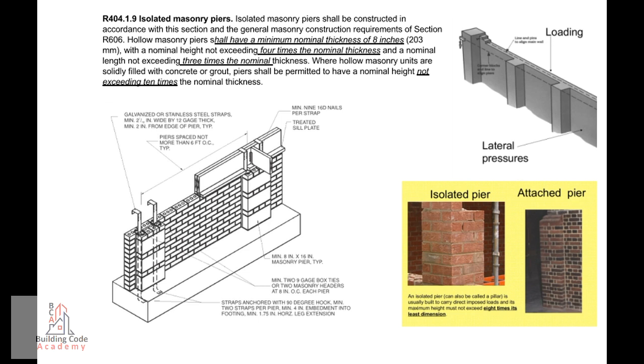R404.1.9 Isolated masonry piers. Isolated masonry piers shall be constructed in accordance with this section and the general masonry construction requirements of Section R606. Hollow masonry piers shall have a minimum nominal thickness of 8 inches, 203 millimeters, with a nominal height not exceeding 4 times the nominal thickness and a nominal length not exceeding 3 times the nominal thickness. Where hollow masonry units are solidly filled with concrete or grout, piers shall be permitted to have a nominal height not exceeding 10 times the nominal thickness.